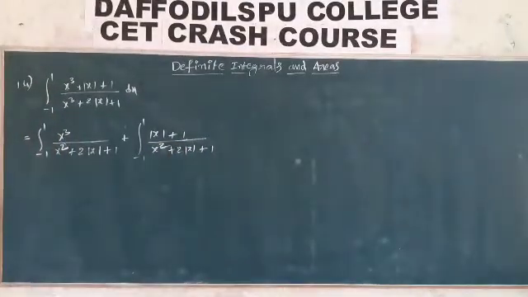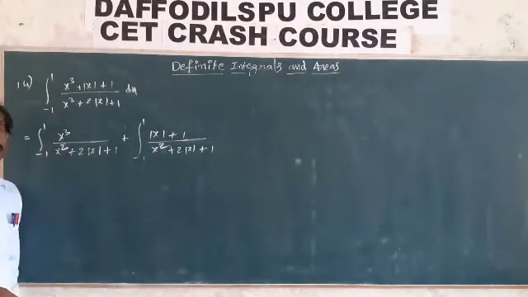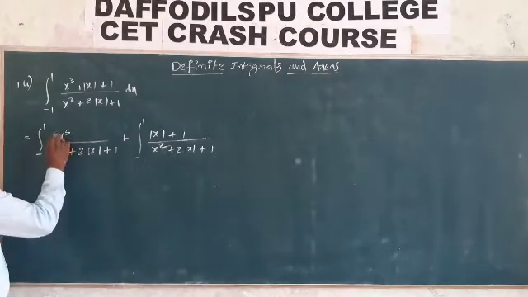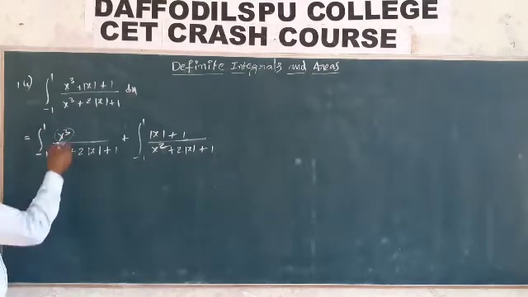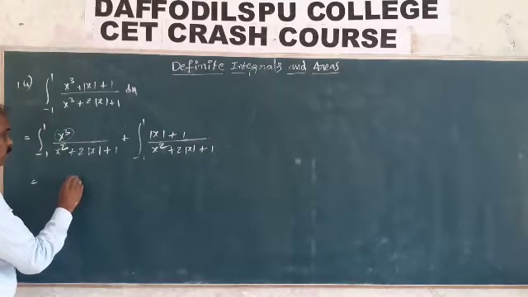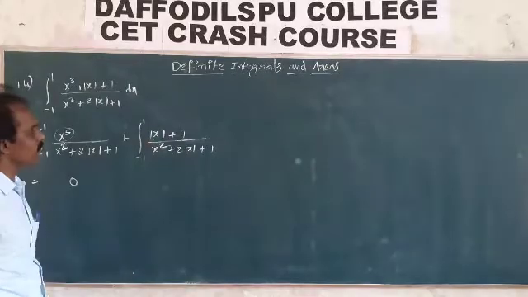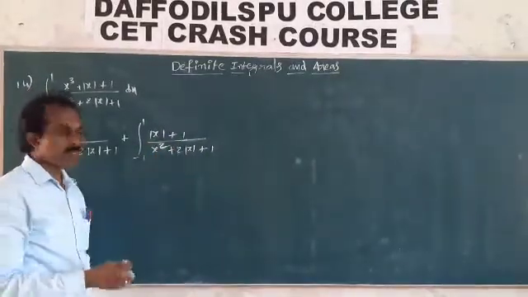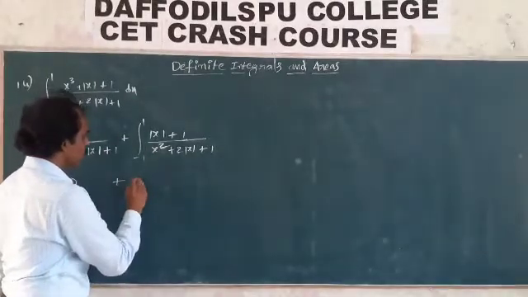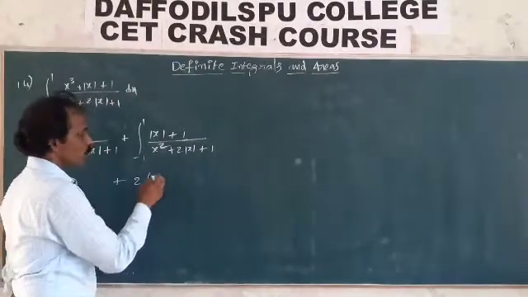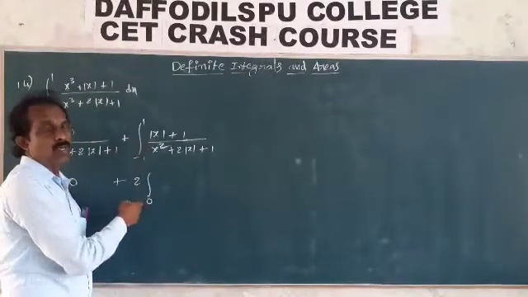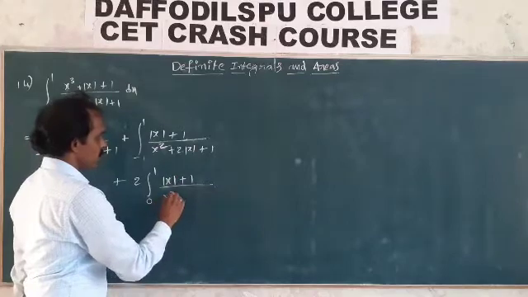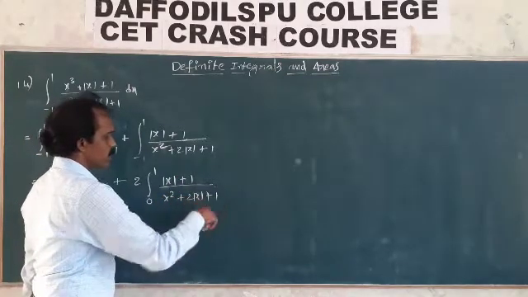Now, by the property, for minus a to a we first decide whether f is even or odd. Clearly, the first one is an odd function, and an odd function means the value is equal to 0. The second is even, because if we substitute minus x, the function does not change. Even function means 2 times the integral from 0 to 1 of mod x plus 1 by x square plus 2 times mod x plus 1.